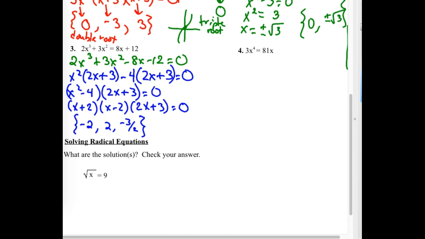All right. Question 4, we're going to subtract the 81x to the other side. What happens when we try to factor out something common? What do we end up being able to factor out? Just a 3x. And what's left over?